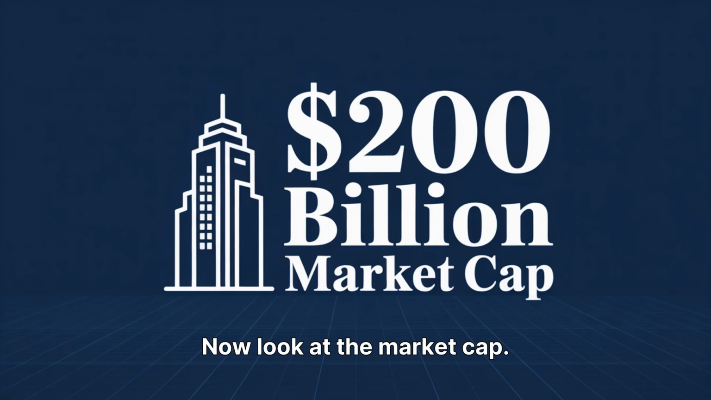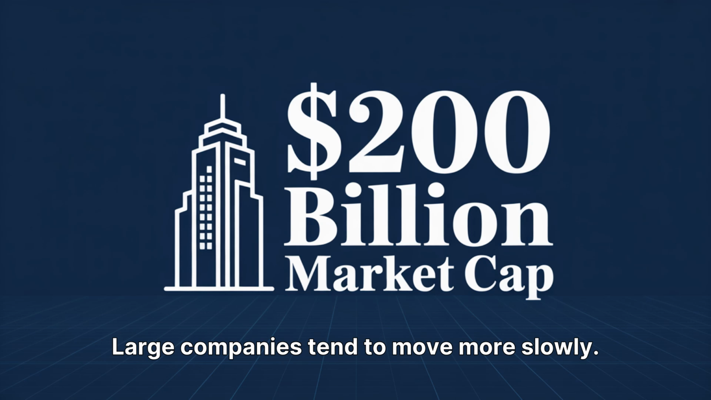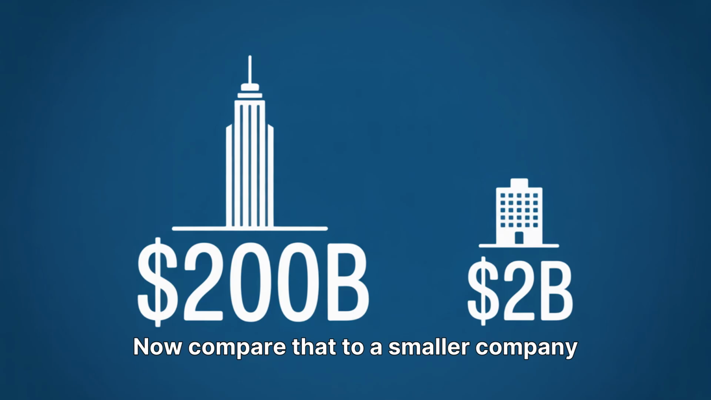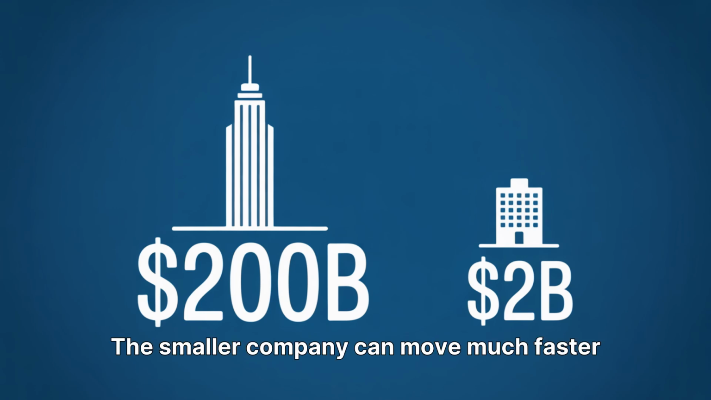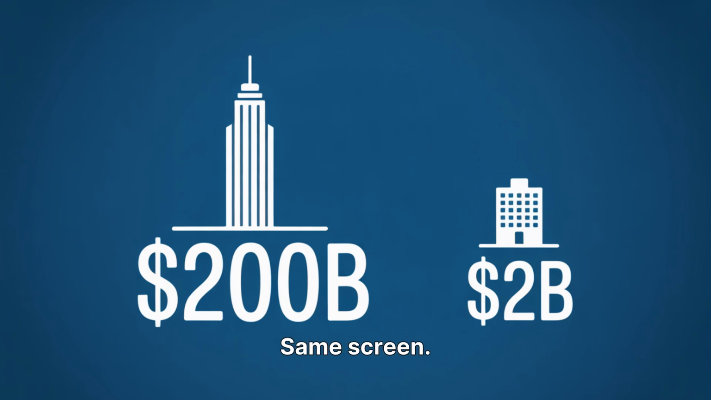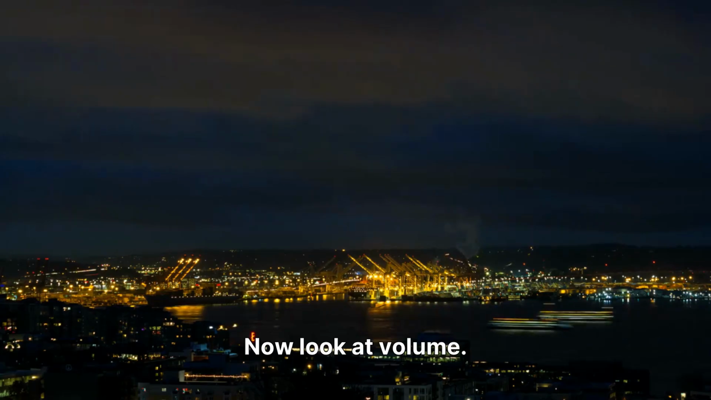Now look at the market cap. Let's say it shows $200 billion. That tells you this is a very large company. Large companies tend to move more slowly. Now compare that to a smaller company with a market cap of $2 billion. The smaller company can move much faster in either direction. Same screen, different context. Now look at volume.